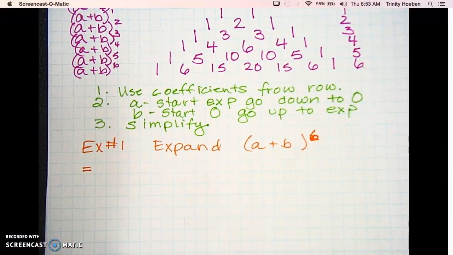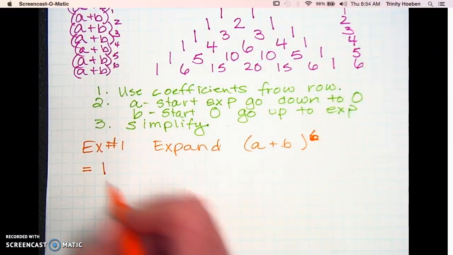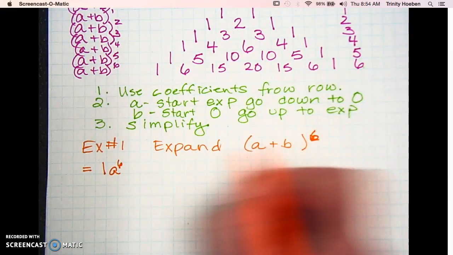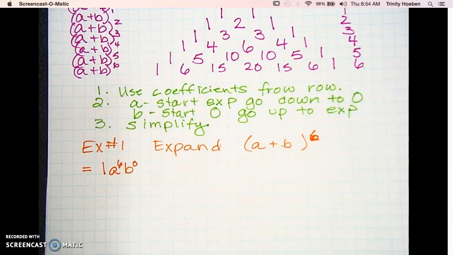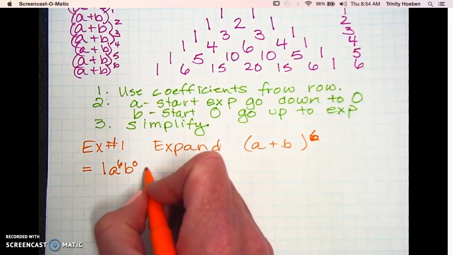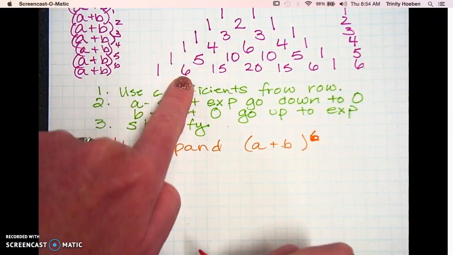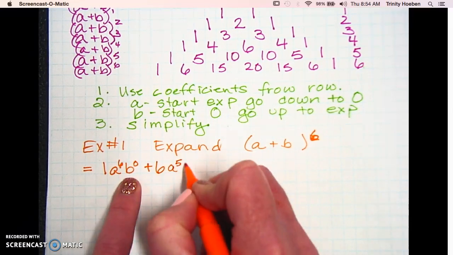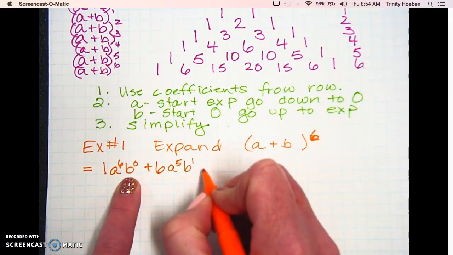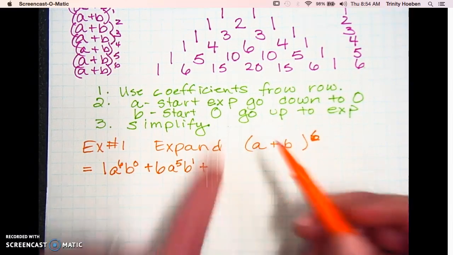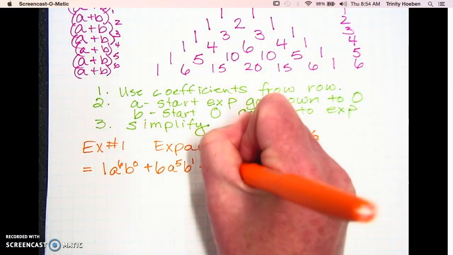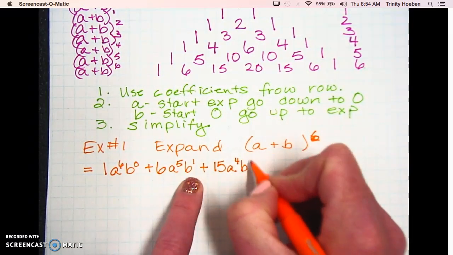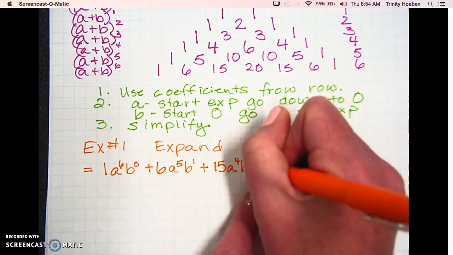So here's what it looks like. We're going to take the first coefficient of 1. We're going to take a to the 6th power, and then b to the 0 power. That's our first term. On our next pass, we're going to simplify. Next term, coefficient is 6. A, we're going to subtract 1, so a to the 5th. B, we're going to add 1. That's our second term. Then we look for our next coefficient, which is 15. We're going to subtract 1 from the exponent of a, add 1 to the b. That's our third term.